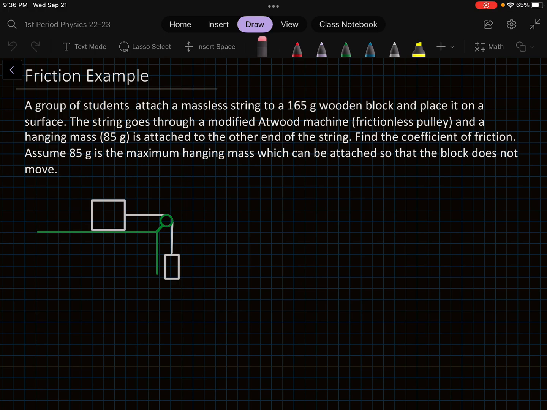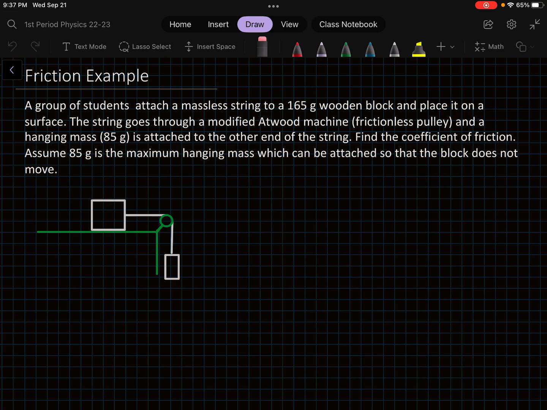This one says, a group of students attach a massless string to a 165 gram wooden block and place it on a surface. The string goes through a modified Atwood machine, that is a frictionless pulley, and a hanging mass of 85 grams is attached to the other end of the string. Find the coefficient of friction. Assume 85 grams is the maximum hanging mass which can be attached so that the block does not move.